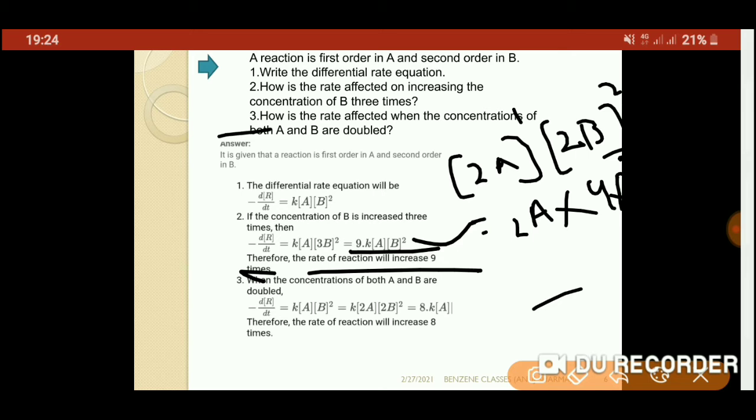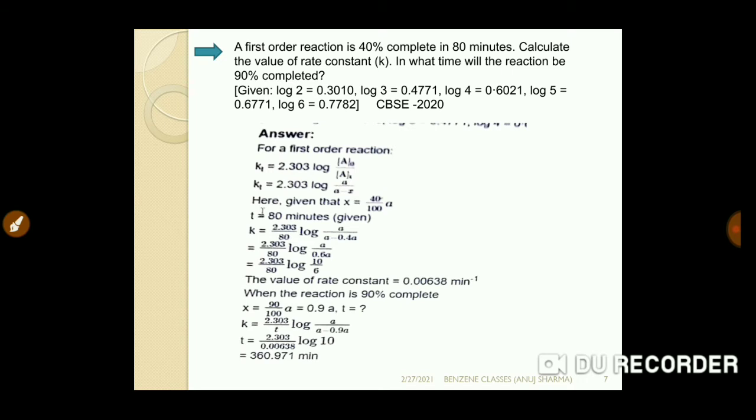So you can see that k into 2A into (2B) square gives 8 k A B square. Here is some misprint, so please note down B whole square. So the rate of reaction will be increased 8 times. Okay, very easy question. Going to the next slide.